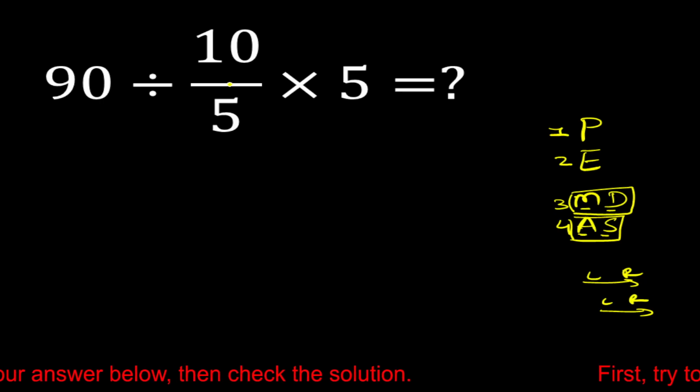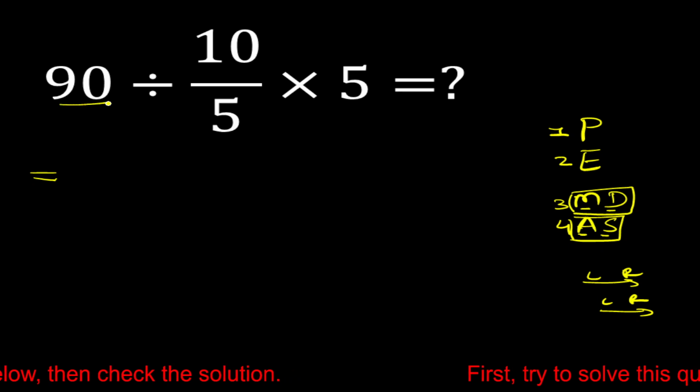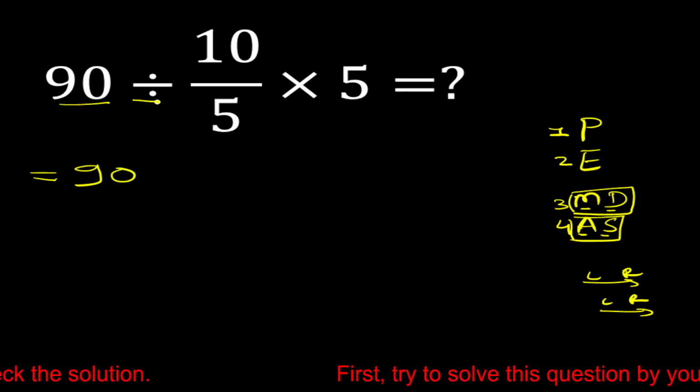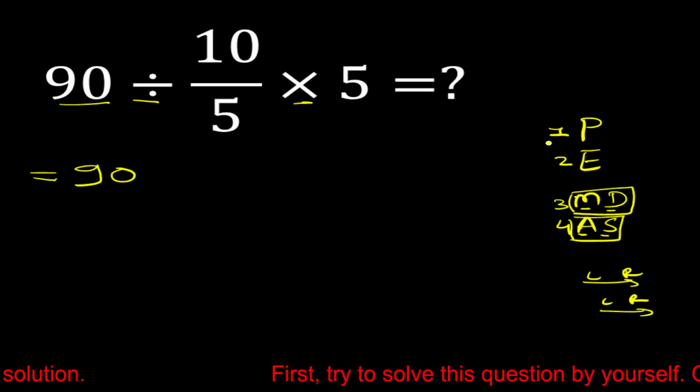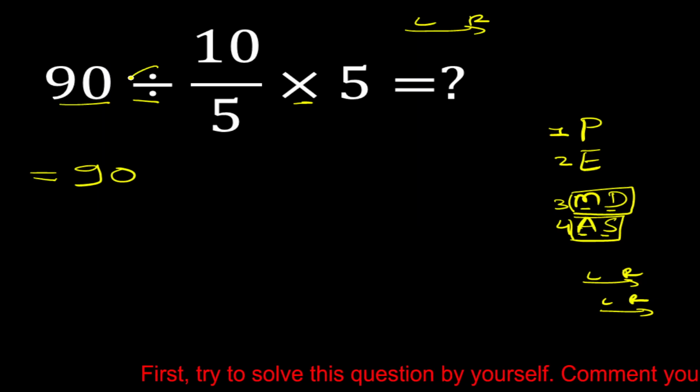Okay, so now 90. Now here is division and here is multiplication. Both have equal priority. So we have to solve it from left to right. So first we have to solve this division.